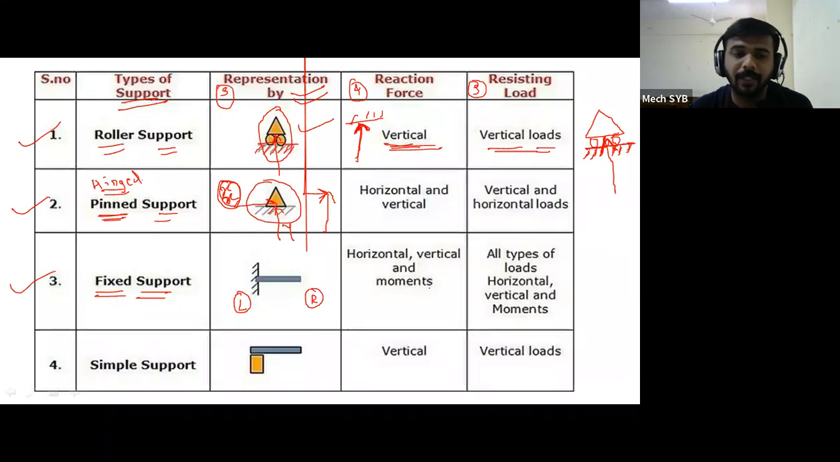If fixed support is given in your type of beam, or it may be a cantilever beam, then it is having a total of 3 reactions. Just as the roller has one reaction, the pinned or hinged support has 2 reactions, the third support, that is fixed support, has a total of 3 reactions. Which are the 3 reactions? One is vertical, another is horizontal, and the third reaction is rotation about its own axis.